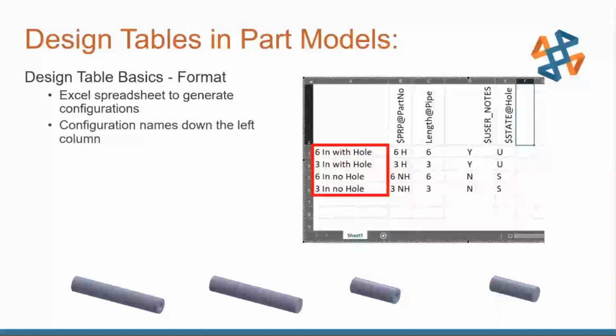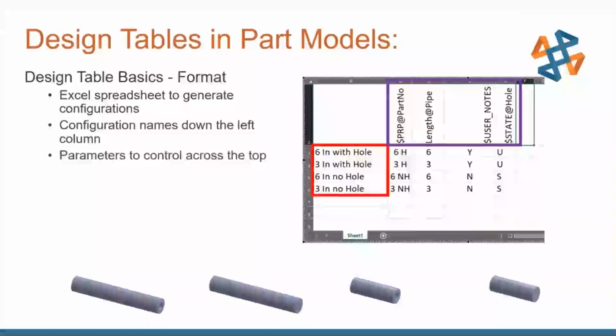Now, when we look at a table, we have to place the information in very specific locations. So all of our named configurations are in column A, that left-hand side, excuse me. Every parameter that we would like to control is across the top. You can see PRP at part number, that's the part number. Length at pipe is a dimension. $state at hole is for feature suppression. So everything goes by default in that row 2.